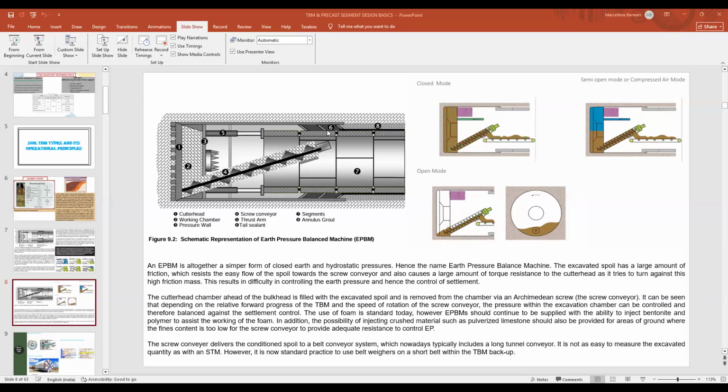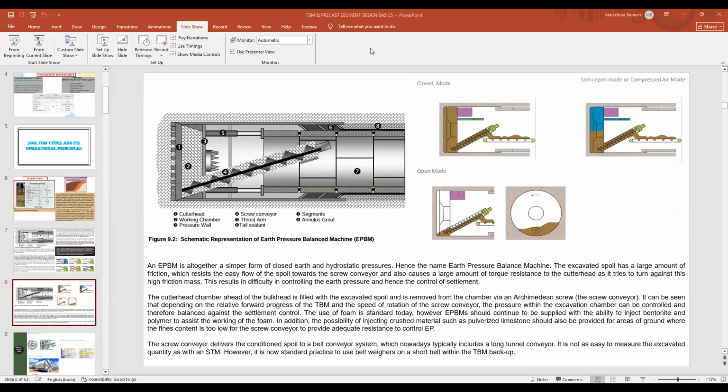So that is why, if it is a very high water ingress, if it is a very high permeable ground, here you have to use a hydroshield. So hydroshield can also work with EPB. Any machine, an EPB, it can work. It can change the mode. Nowadays there is no perfect EPB. It is a hybrid mode.